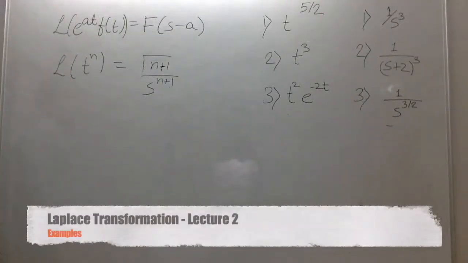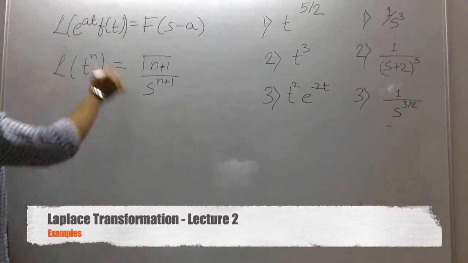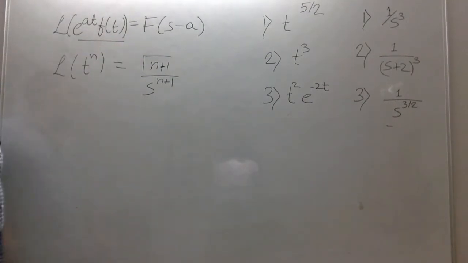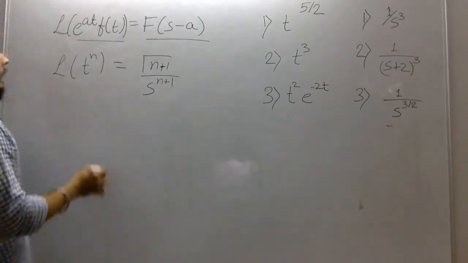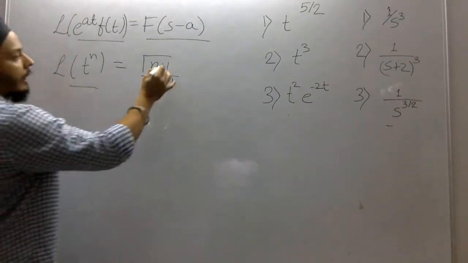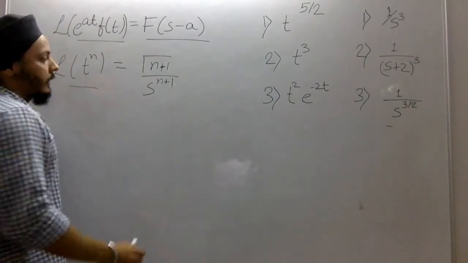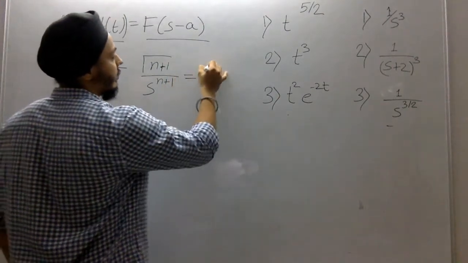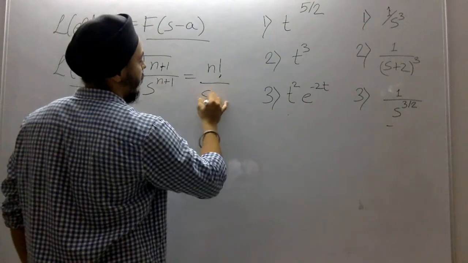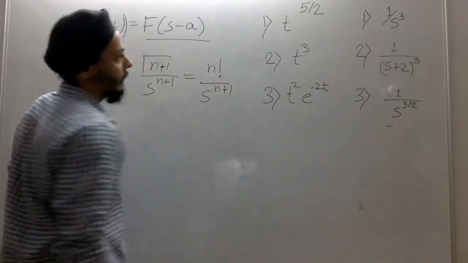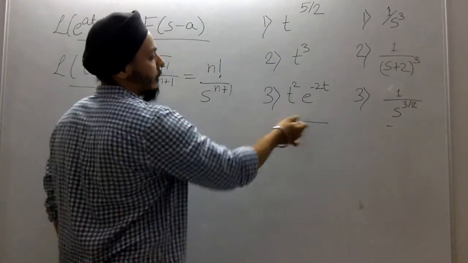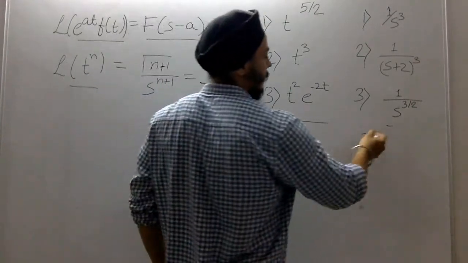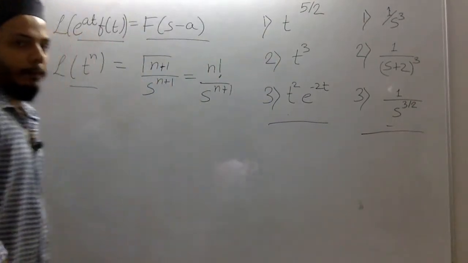Now in this lecture we have seen two important formulas. First is the first shifting theorem, that is e to the power at f of t will give us f of s minus a, and Laplace of t to the power n gives us gamma n plus 1 by s to the power n plus 1. If n is an integer, it will be n factorial by s to the power n plus 1. So here are some questions. You need to find the Laplace transformation for this side and Laplace inverse transformation for this side.